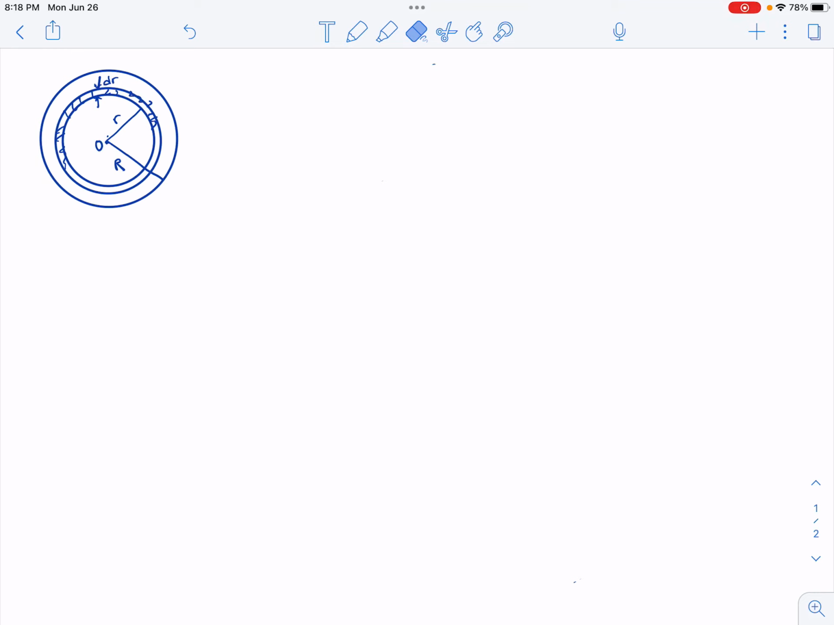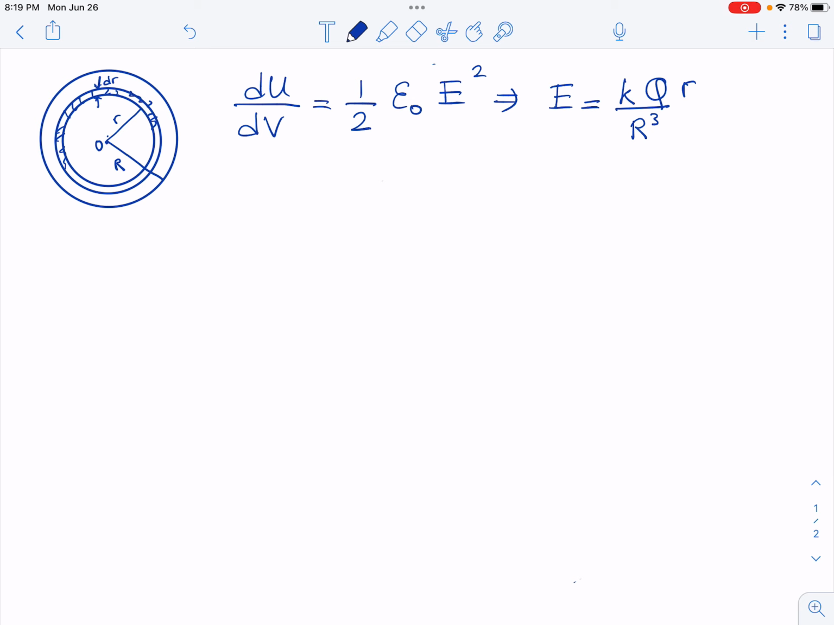We start with energy per unit volume, right? We know that du over dv is equal to 1 over 2 epsilon naught E squared. E is the electric field. And by Gauss's law, we know that electric field is k Q r over R cubed. Little r is running from center to inside the sphere, right? So then let's go ahead and put that back in there.